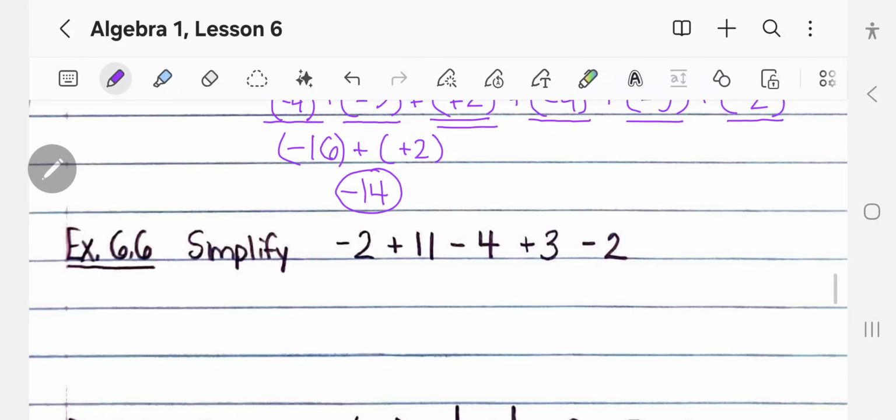Example 6.6. I'm going to insert parentheses around all of the numbers. And then I'm going to rewrite it with plus signs between them.